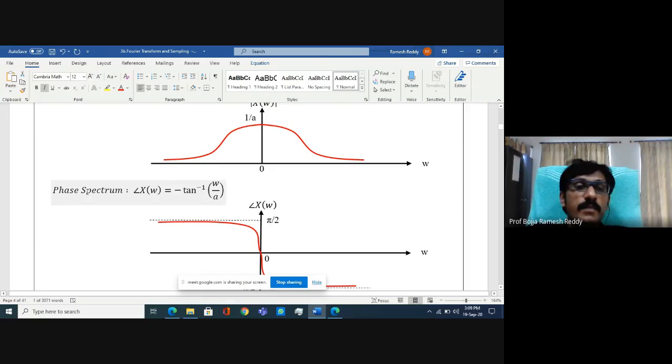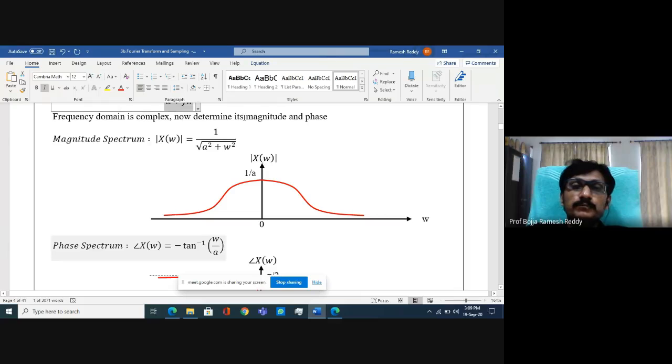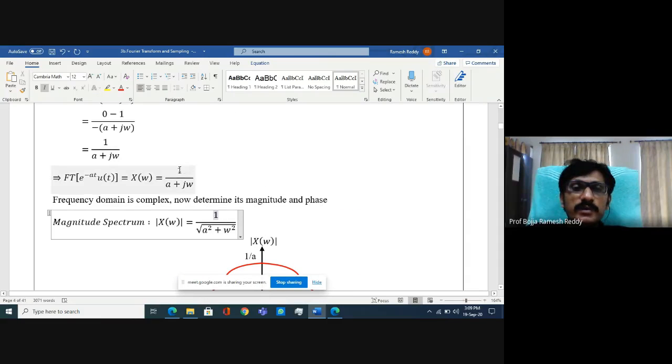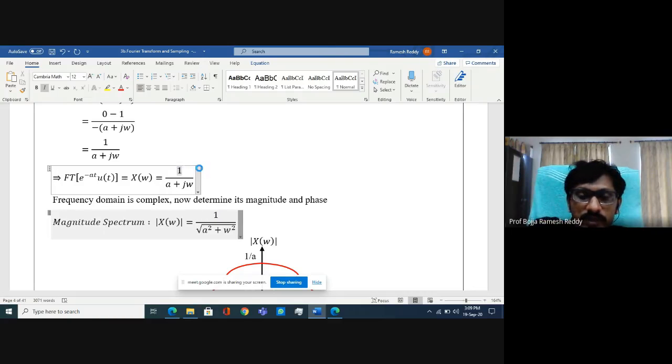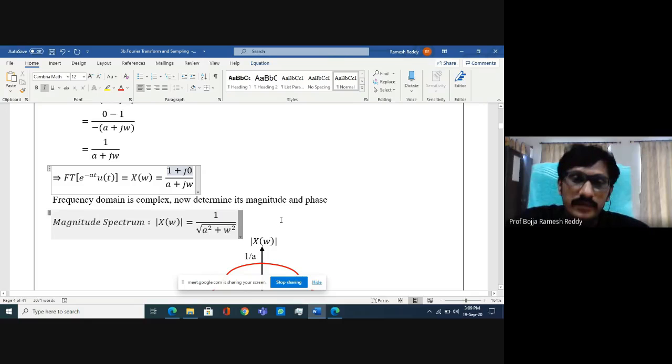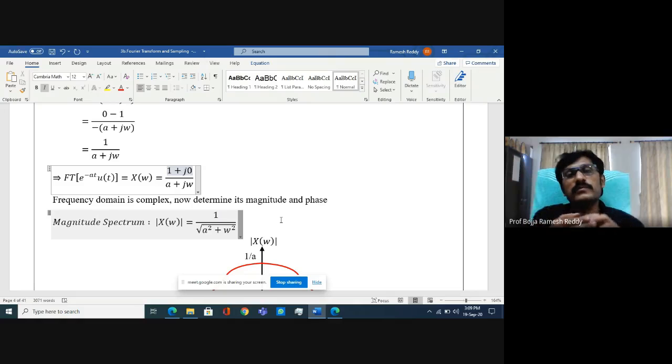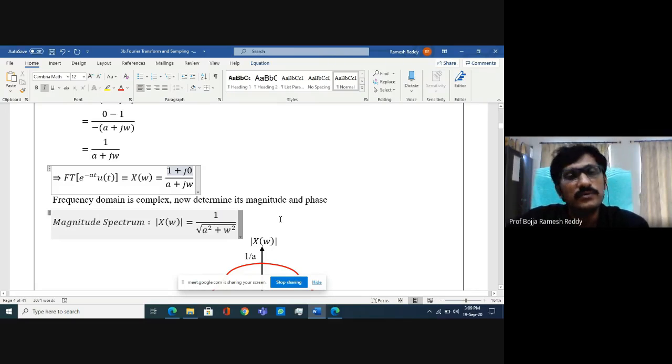Next, coming to phase. How to calculate phase? The formula is tan inverse of imaginary part by real part. In the numerator, it is simply 1. 1 means 1 plus j0 actually. 1 plus j0 means its phase is tan inverse of 0 by 1, which is tan inverse of 0, that is 0. Numerator angle is 0. Denominator angle is tan inverse of omega by a.